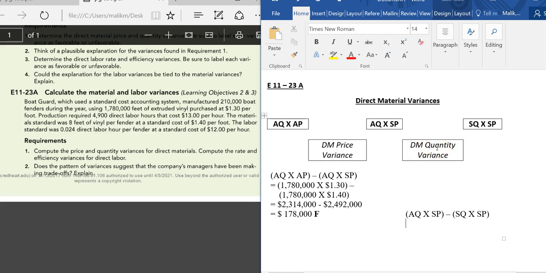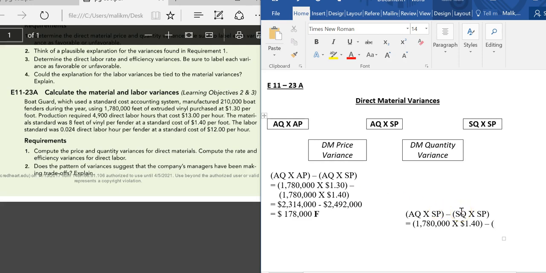Now the good part is that box 2's information we already have here. Actual quantity, we already know, is 1,780,000 feet, and the standard price, that means this box is already here, the second part of the first problem that we just did. Standard cost is $1.40. This is the second box. Now we're gonna show the third box.